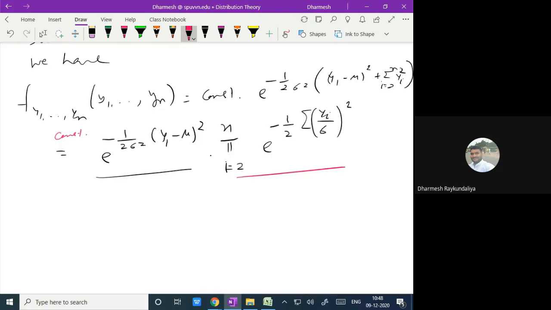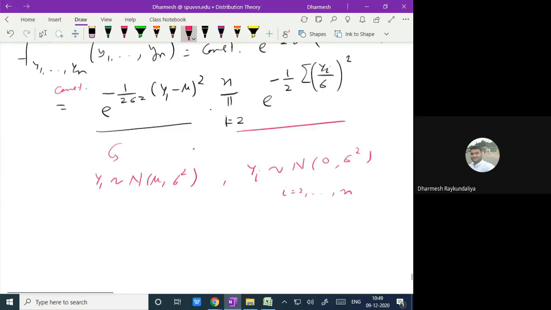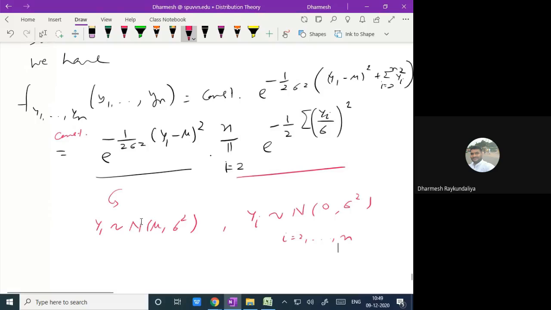This is the density of two different variables. So here we can say y1 is normal with mean mu and variance sigma square. However, yi is normal, because minus mu is not there, with mean 0 and variance sigma square, i running from 2 to n. So it is nothing but the joint density of random variables y1, y2, yn.